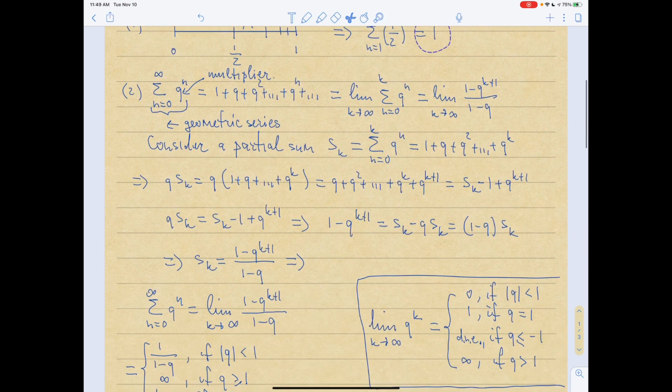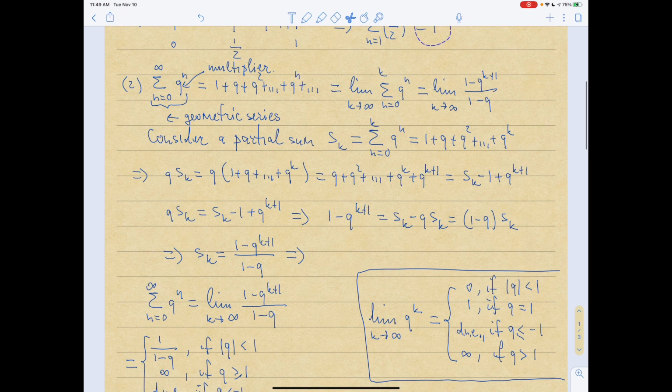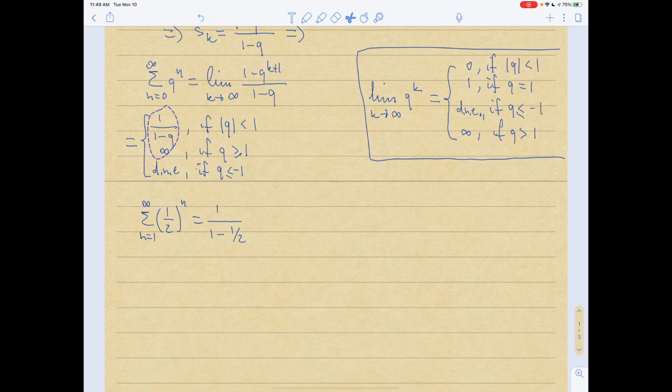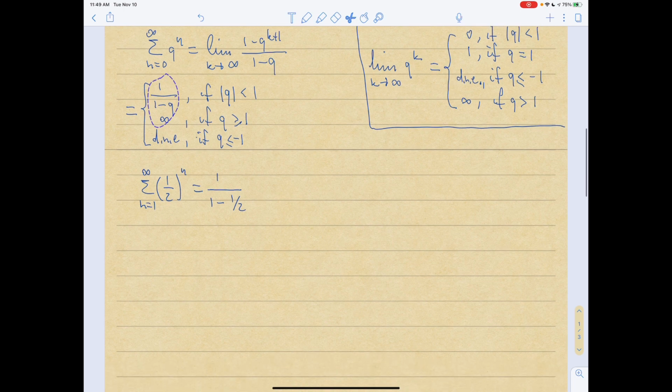The problem is that the formula that I got is for the series that starts at 0. So if I add q to the n starting from n equal to 0, I'm going to get 1 over 1 minus q. But when I start from 1, what is the difference? The difference is that I'm not including the first term with the index n equal to 0. What's the term with index n equal to 0 here? It's 1/2 to the 0, which is 1.